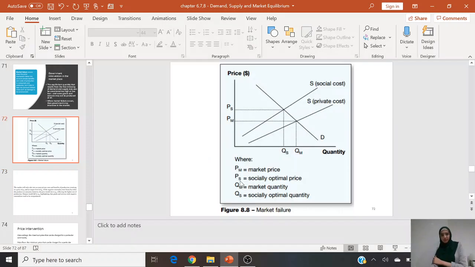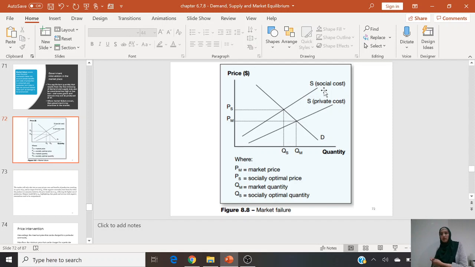But let's see. So we've got the private cost and we've got social cost. The private cost is the cost incurred by the business itself, right? What is the cost to the business of producing a particular product? Social cost is what is the cost done socially on people, on the environment, by businesses producing a particular product.